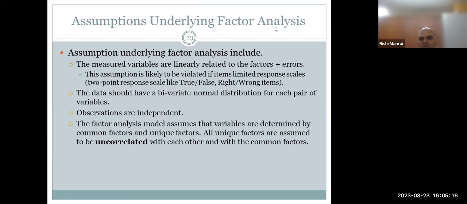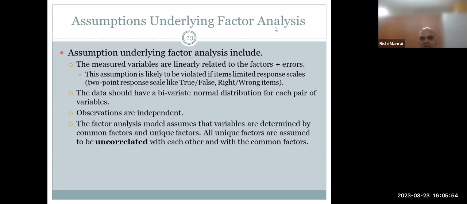So the assumption is likely to be violated if the items have limited response scales, such as two-point response scales like true or false or right or wrong items. For example, if you have asked a question in terms of true, false or right, wrong, in that particular case you will not be able to convert your qualitative response to a quantitative response. So this will be an error in your factor analysis. You cannot do a factor analysis if the questions asked in your questionnaire are in binary mode.